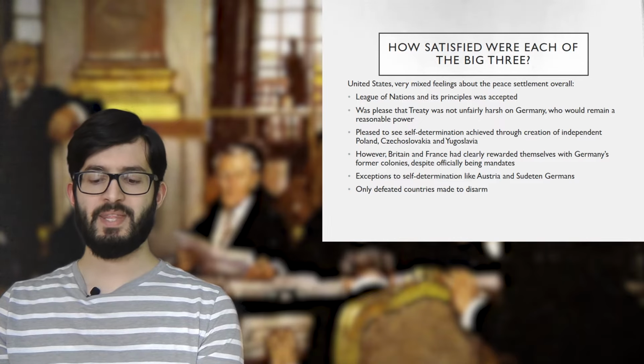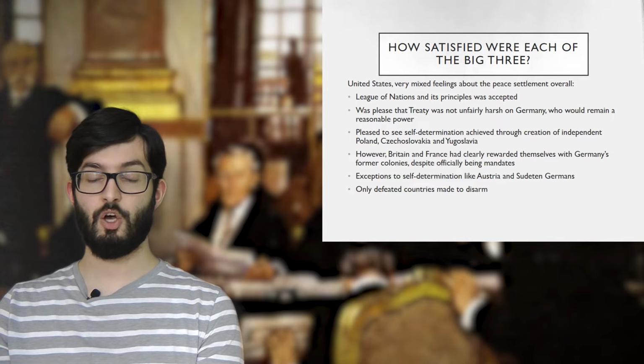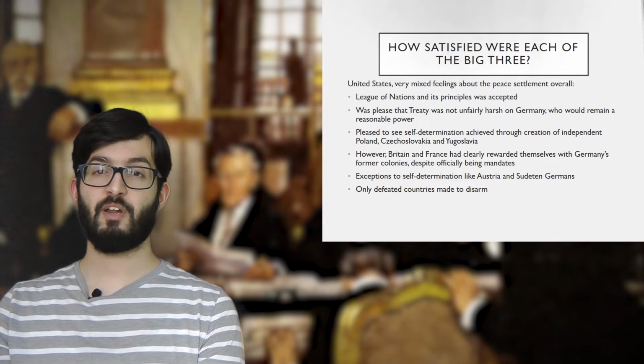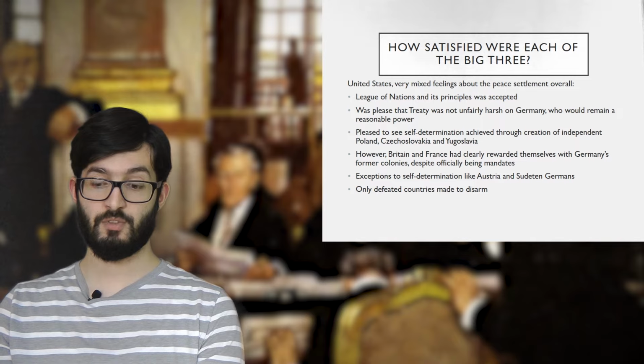And then, of course, they're unhappy about the exceptions to self-determination, such as the Austrians, who are Germans, but are forbidden from uniting with Germany due to the terms of the treaty.